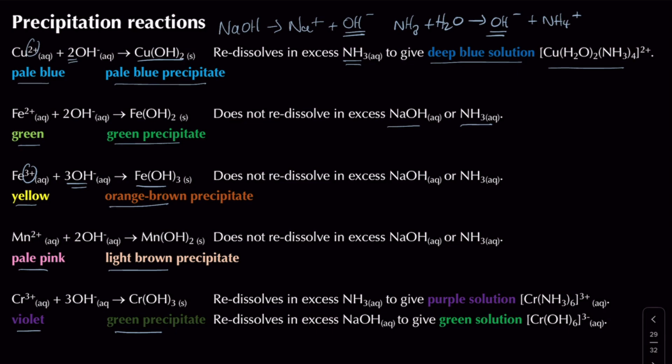The same thing happens with Cr3+. If I were to add excess ammonia solution, I end up getting a purple solution from that grey-green precipitate. It ends up redissolving to give me a purple solution, and so we know we end up with this complex in our ligand substitution reaction. Now another example that you need to be aware of is, of course, if we were to add excess sodium hydroxide, that grey-green precipitate over here is going to redissolve, and it actually gives us a green solution, which is going to be this compound over here.